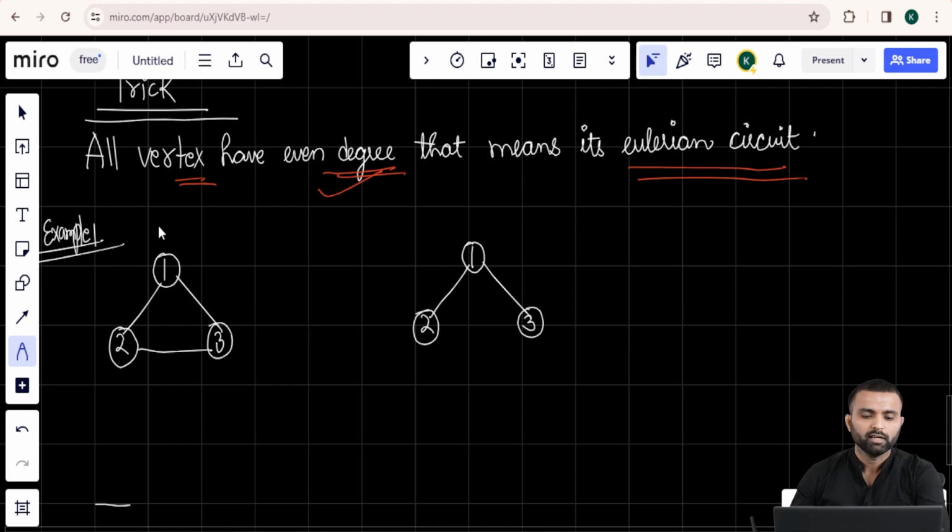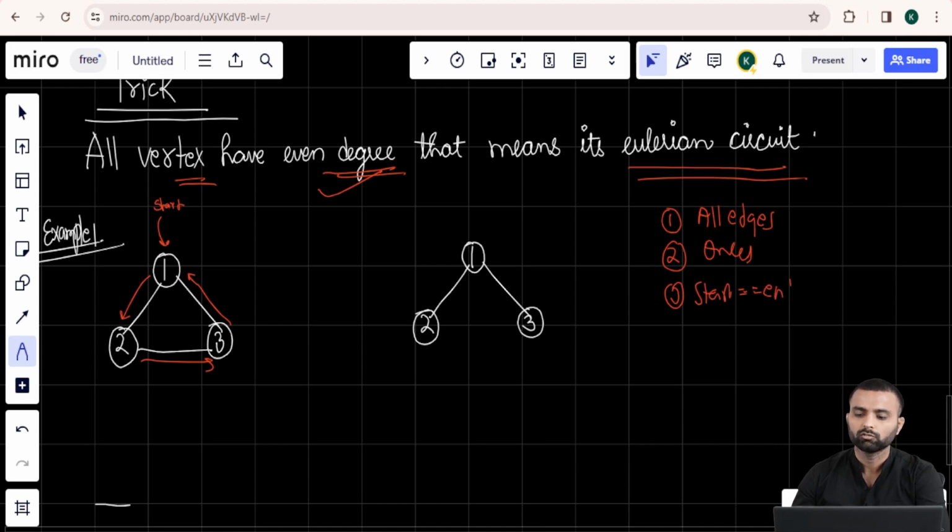If you start from this node, you go along this path, now this path, now this path. So the first property is followed: all edges visited. Now, exactly once, that's also true. The third is start equals end, and that's also true. This is my start and this is my end. In this case, the output is true.